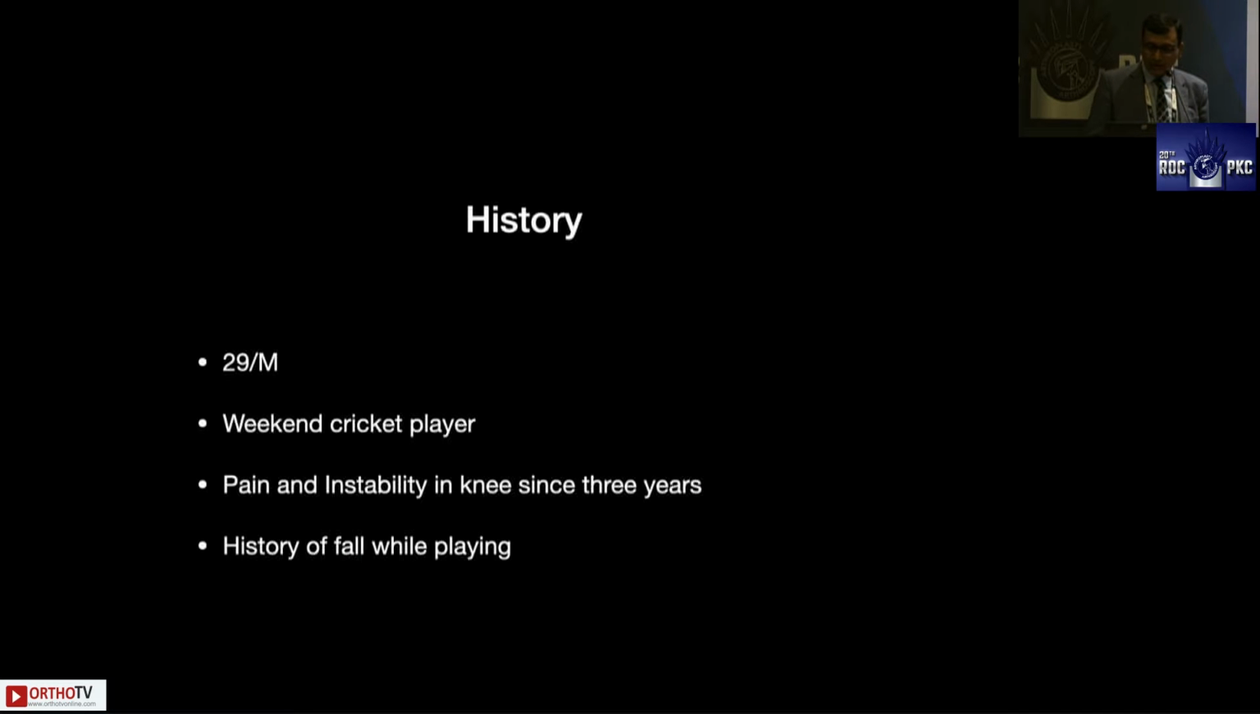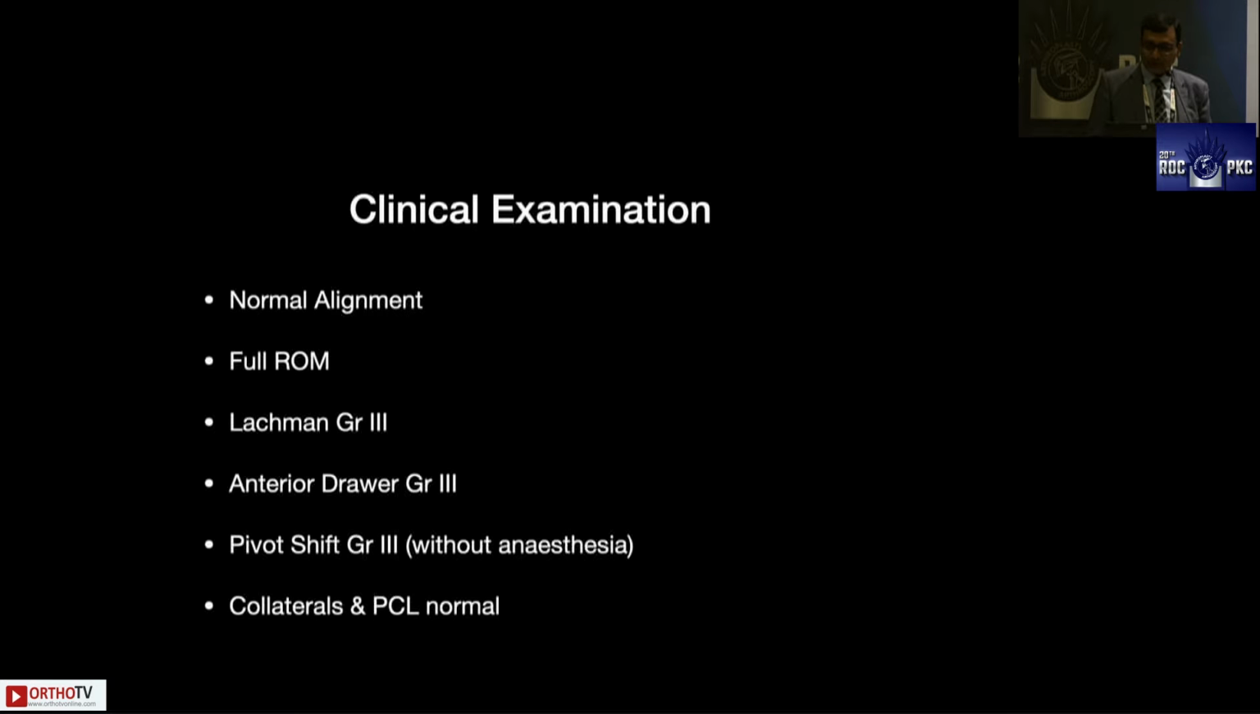So this is a 29-year-old male. He's a weekend cricket player with pain and instability in the knee for 3 years. He had a history of a fall while playing. Clinically the alignment was normal, full ROM, Lachman grade 3, pivot grade 3, without anesthesia.